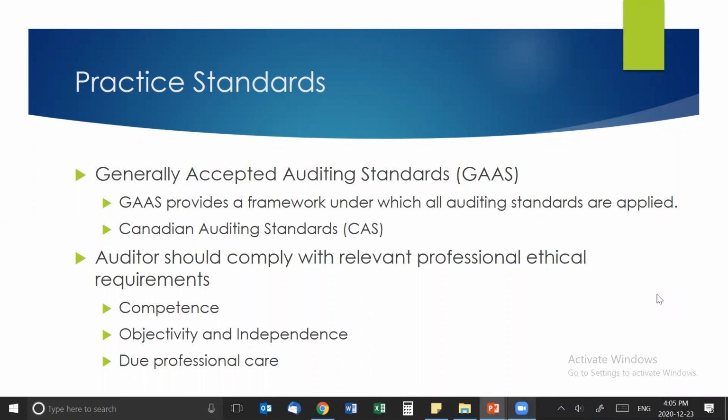So the standards that auditors have to follow, they're called the Generally Accepted Auditing Standards. This provides a framework under which all auditing standards are applied. And then there's also the Canadian Auditing Standards, or CAS, which goes into details of what the responsibilities of the auditors are, how they're supposed to audit, how they're supposed to plan, supervise, and just all the rules about going through the audit.